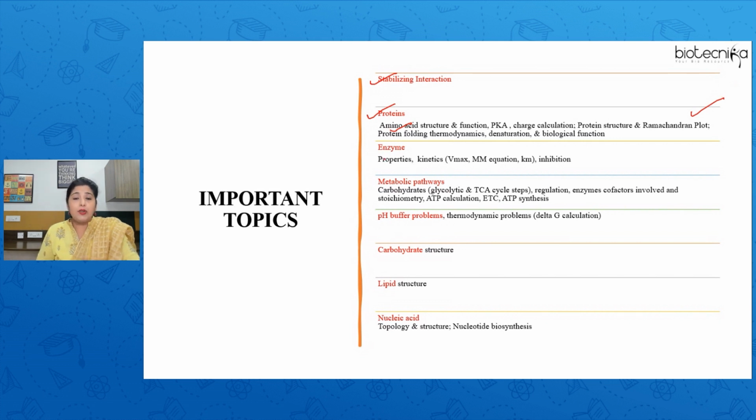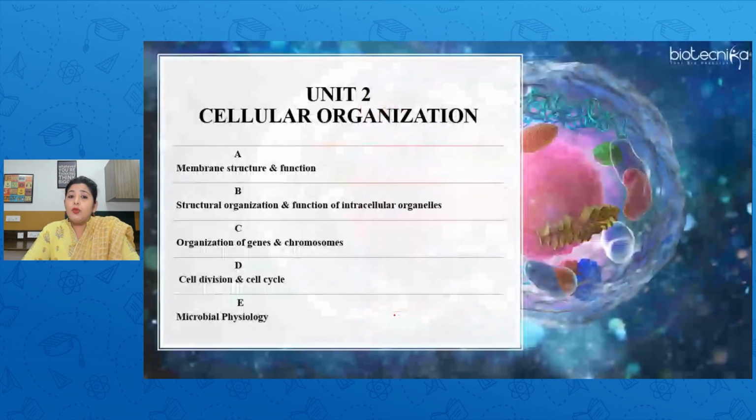Then you can study enzyme kinetics. If you're studying metabolic pathways, you should have a thorough and clear understanding of every step of the pathways in the right order. Also emphasize the enzymes which are involved in the pathways. Then you can focus on pH problems, and study carbohydrate structure and lipid structure, especially the membrane, and finally move on to the nucleic acids. Now moving on to unit 2, which is about cell organization.